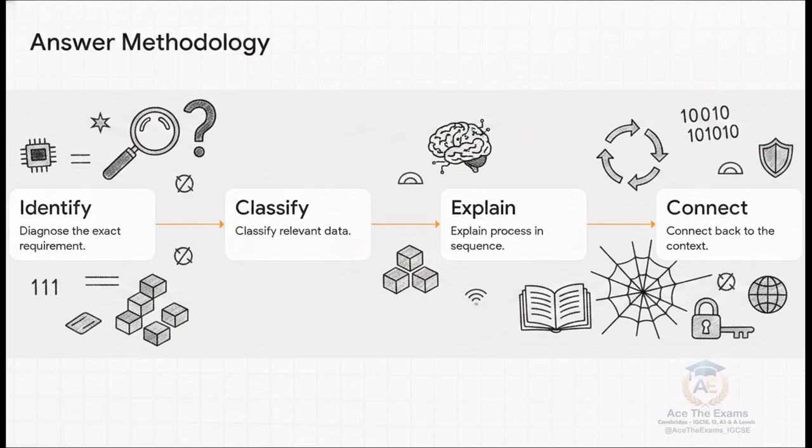And Step 4. Connect to context. I cannot stress this enough. This is the final step, and anchoring your explanation to the specific scenario provided is where the real top-tier marks are won. If the question is about a cybersecurity incident, your entire answer must stay inside the context of security. Without Step 4, your answer is just floating in the void. It's generic. And let me tell you, generic answers rarely, if ever, gain full marks in Cambridge exams.